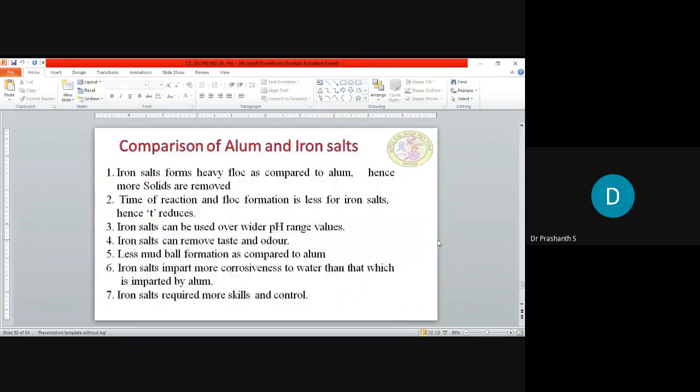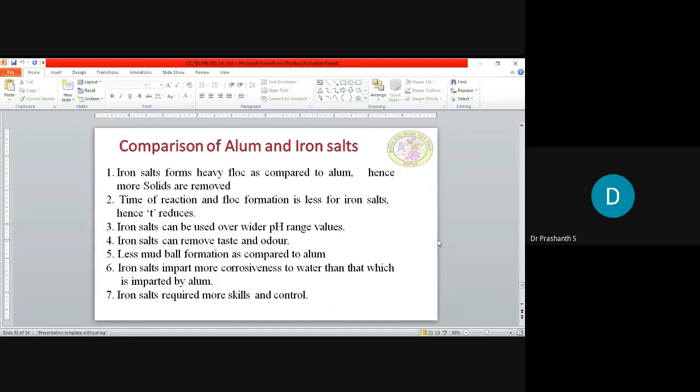We have discussed alum. Alum is nothing but aluminum sulfate, and iron salts are copperas and chlorinated copperas, that is ferrous sulfate. Both have their advantages and disadvantages. As I said, alum is cheap, easy to handle, but its disadvantage is that more sludge is formed. Iron salts are heavier, so they are going to settle down easily. Let's have a comparison and see which salt is good under which condition.